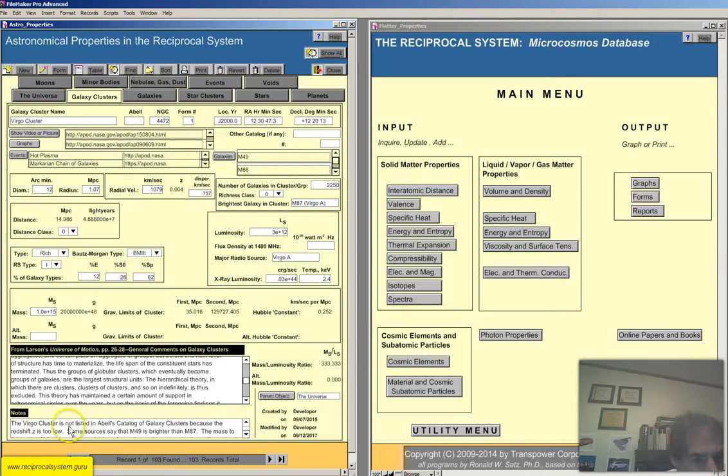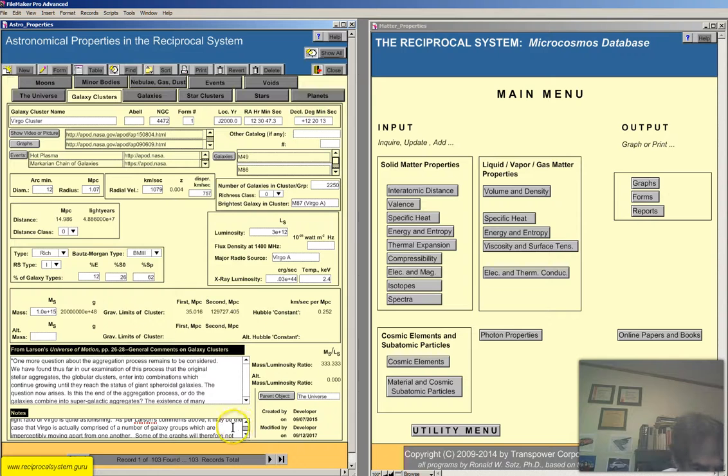And I say here the Virgo cluster is not listed in Abell's catalog of galaxy clusters because the redshift Z is too low, so therefore there's no number here. Some sources say that M49 is brighter than M87. See, again, there's some discrepancy. It may be the case that Virgo is actually comprised of a number of galaxy groups which are imperceptibly moving apart from one another, just as I said. Some of the graphs will therefore not work.